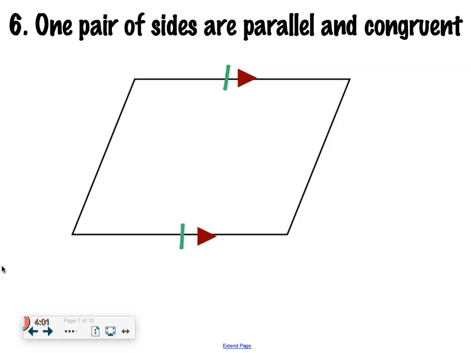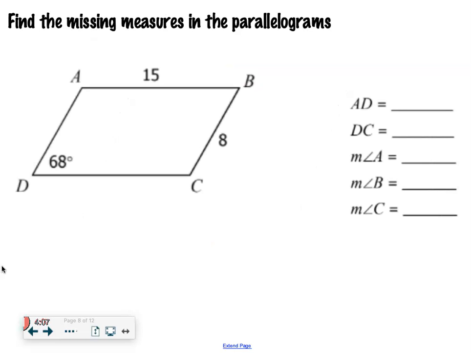Okay. It's like, this shouldn't be super difficult. I don't know. We'll see how our brains are working today. So we're just finding a bunch of missing measures on this guy. Okay, let's start. AD, what do we think? This guy over here. 8. That's definitely 8. I agree. What about DC? 15. 15.